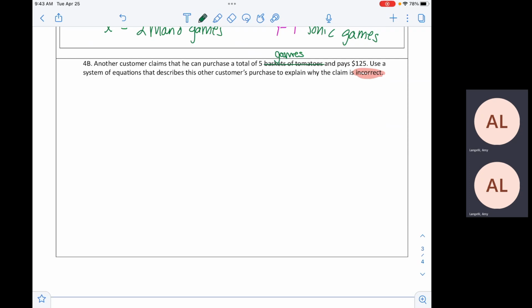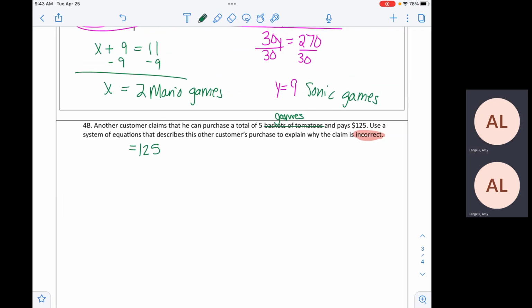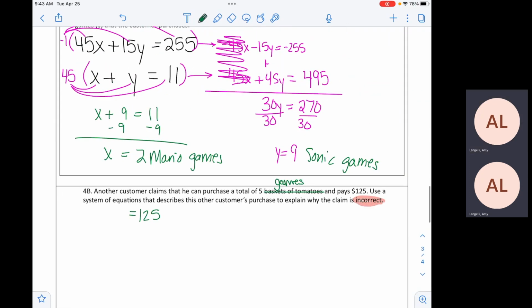Who can make the equations this time? Yep, you're right. But I need an equation though. What equals 125? Use Megan's as a springboard. 45x plus 15y. Anything that has to do with money there. So we are changing, look at the red highlights, what they equal. Okay, and we're going to prove that that person is incorrect. What's the other equation then?